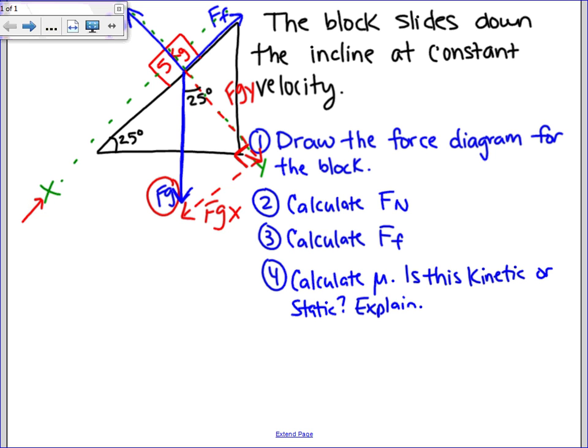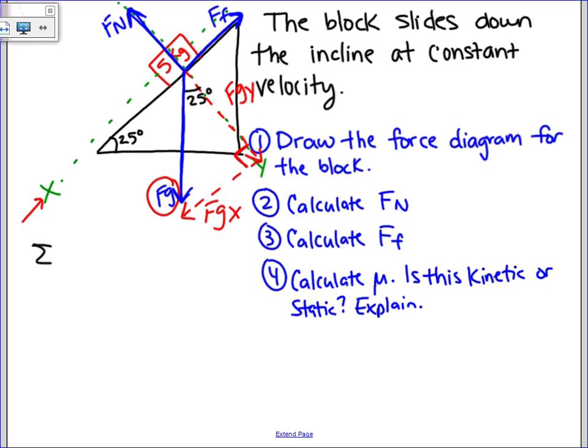right here, and it's been split into its x and y components. My force normal goes off perpendicular, and then my force friction is parallel to the surface. Like I said, this is the hardest part of this problem. Now that we've got the correct force diagram, let's look at what's happening here.